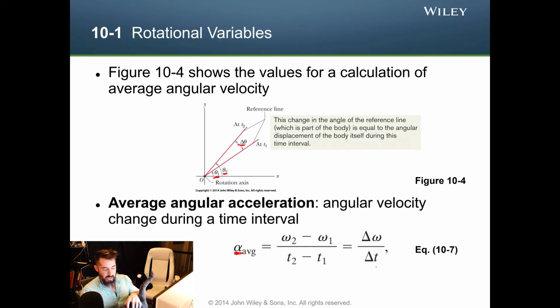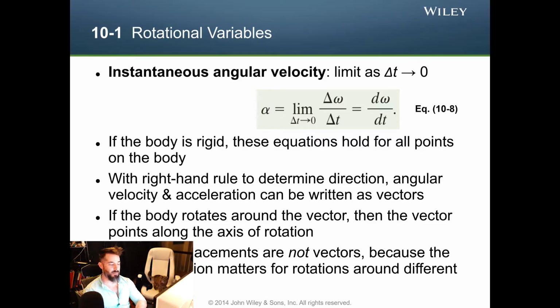So again, we have the change in omega divided by the change in time, and that's going to give us the average. You can guess from the previous equations that we just looked at that if you take the differential limit of this, we're going to get the instantaneous acceleration, right? And there you go. So you take omega, take the derivative with respect to time, and you're going to get the instantaneous angular velocity. And then there's some other things in here like right-hand rule, rotation axes.